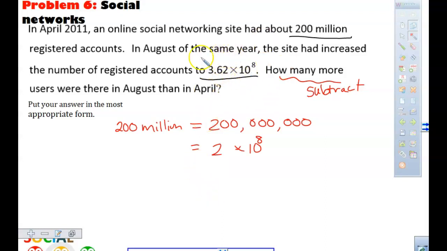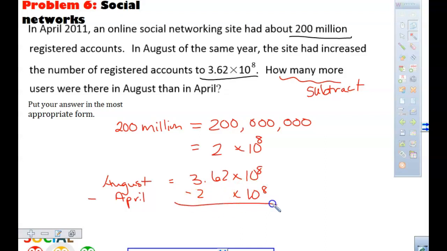Then we have this one of 3.62 times 10 to the 8th. Well, this was the new users in August, so we are really taking August, right? And you're going to subtract the number of people that were using it in April. So this is simply a subtraction problem. 3.62 times 10 to the 8th, subtracting 2. How nice that they have the same power of 10. So 3 minus 2 gives us 1.62 times 10 to the 8th.